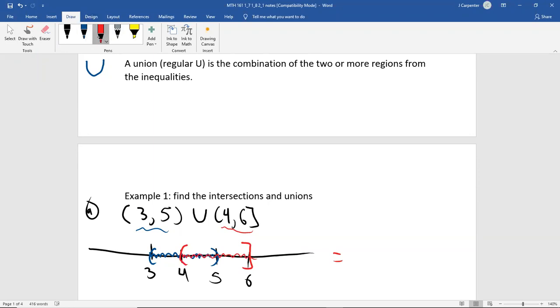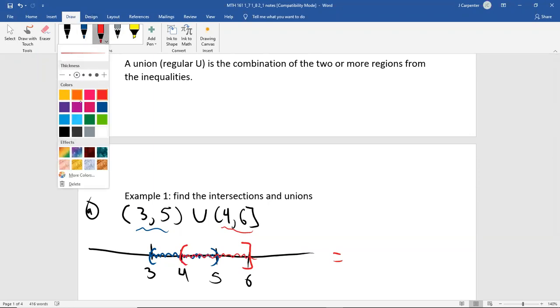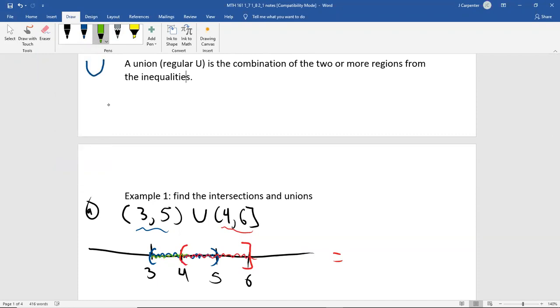Let's do a different color. Green sounds good. The union is everything, so I'm now going to shade everything that I see. I'm starting at the 3, and I'm shading wherever I have anything shaded, blue or red. Then it was a parenthesis on the left and a bracket on the right. So that green is the solution: (3, 6]. Unions are everything that has been shaded. Intersections are only the overlapping regions.